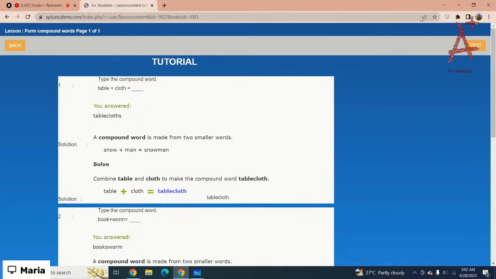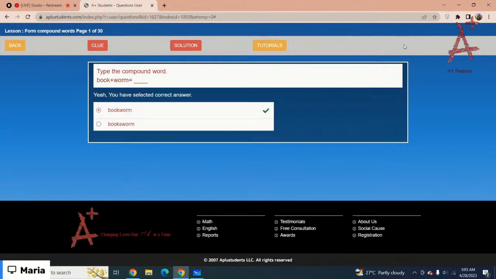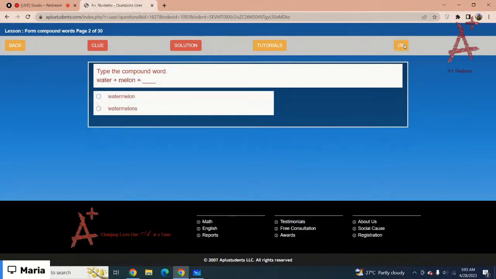Let's just start with the test questions. Okay, type the compound word book plus worm. So which word can you make when you combine them? Bookworm, got it? That would be option number one. No change in spelling, just two words. You can write them without space, got it? So that would be option number one. It's a bookworm, got it? Option number one is the correct option, not two.